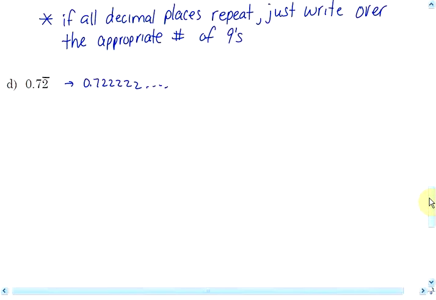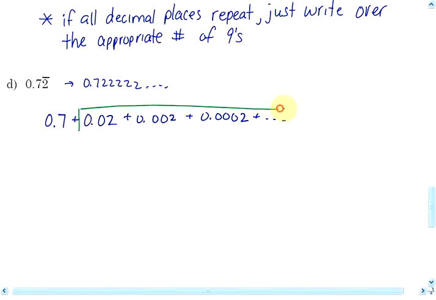Okay, so looking at this one, we know that this is equal to 0.7 plus 0.02, that gives you the 0.72, plus 0.002 plus, and this is going to continue on. Why this is an infinite geometric series is if you look at this right here, this is an infinite geometric series.